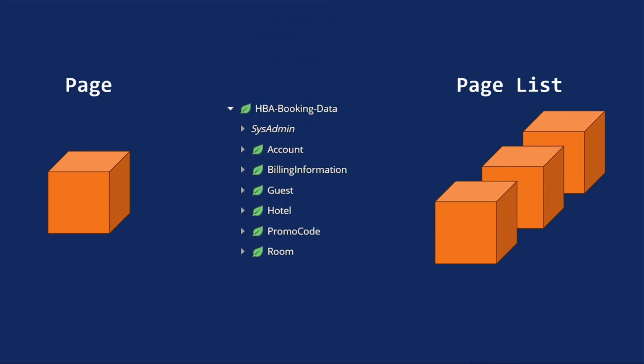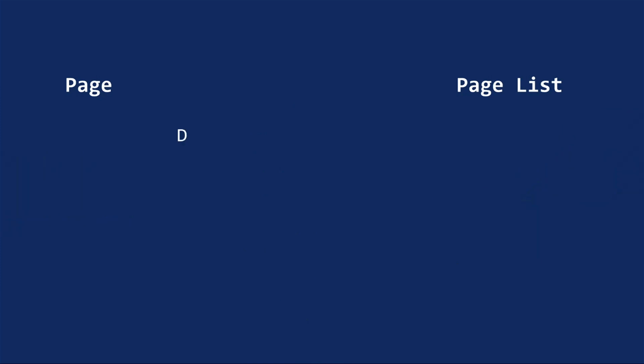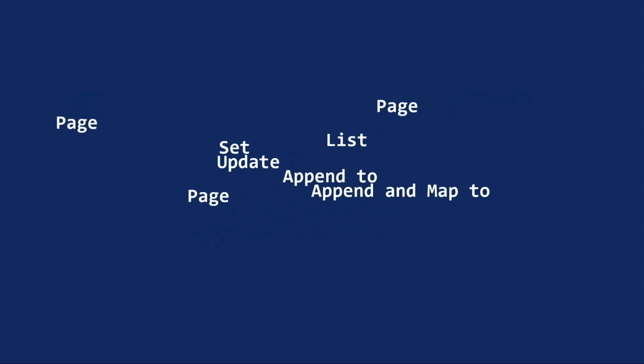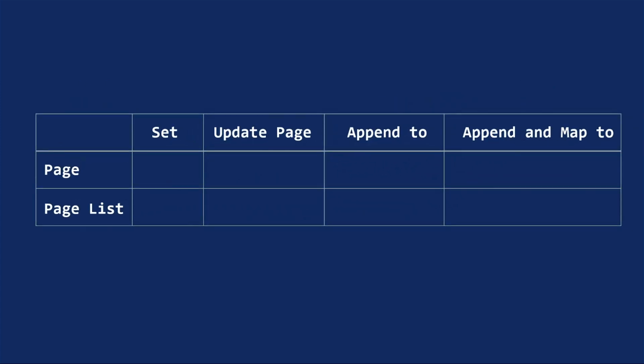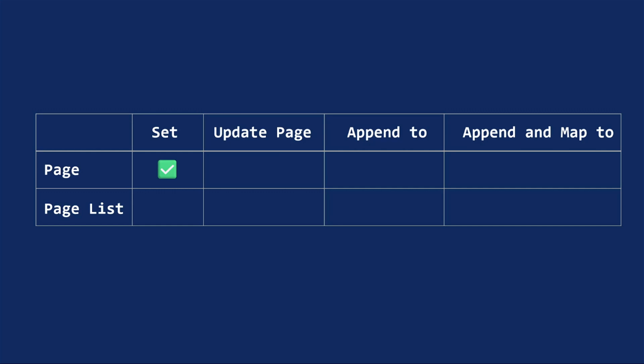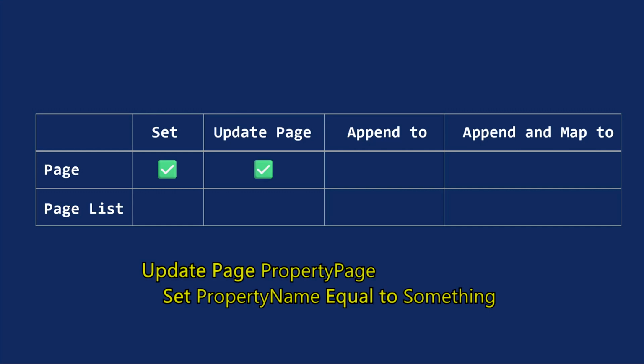In our application, we already have 6 data objects, and we can create page or page list property of any of these data types. Now, within a data transform, the main actions you can use for each one are set, update page, append to, and append and map to. For set, well, we have already used this action many times. It's used to set an individual property value. Update page is used on properties of type page. It's mainly used to map values into them.